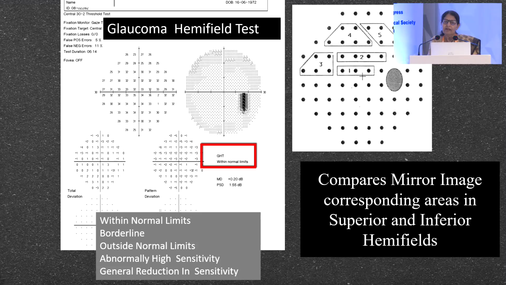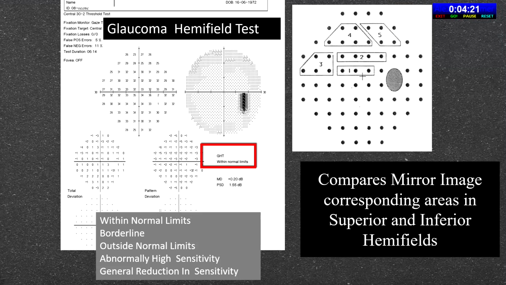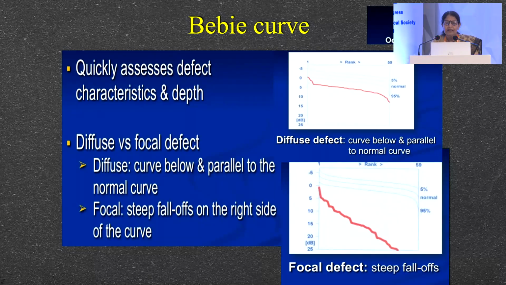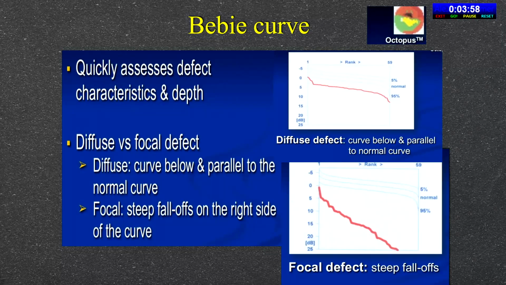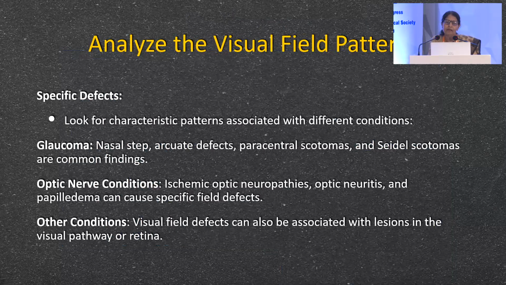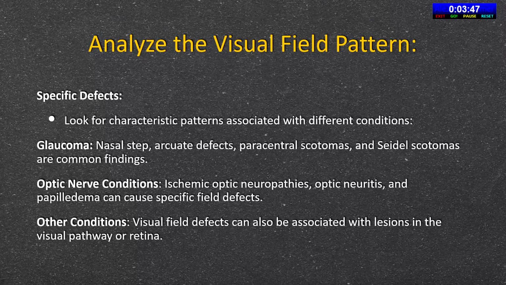The glaucoma hemifield test is a comparison of the mirror image corresponding areas in the superior and inferior hemifield, and various language forms are given: within normal limits, borderline, or outside normal limits. And you have to again see the patient as a whole in this. Bebie's curve is available with the Octopus perimeter. It quickly assesses the defect characteristic and depth. A localized defect will appear on the left-hand side, and a uniform depression is seen as a line parallel to the normal.